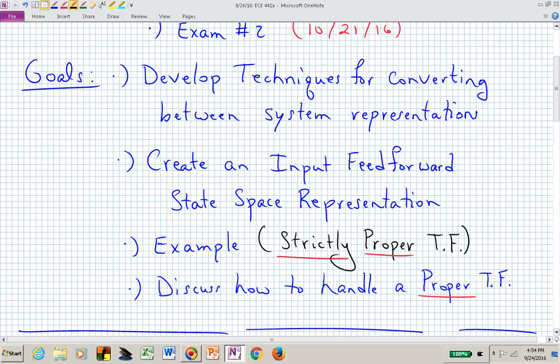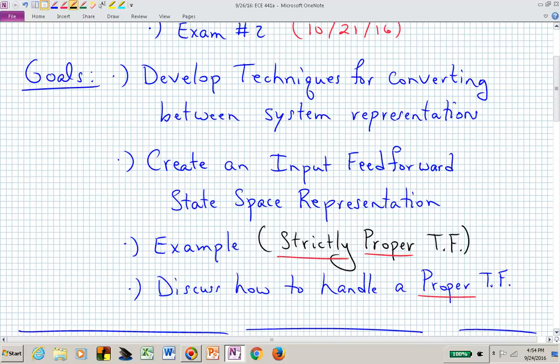After we develop the process, you won't necessarily have to work through it again. You will simply need to know how to interpret what we've built in terms of how to go from a given transfer function to a state space representation. We'll illustrate that with a strictly proper transfer function, meaning that the degree of the numerator is strictly less than the degree of the denominator.